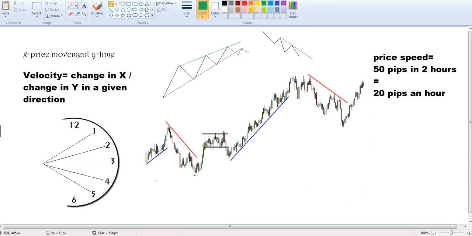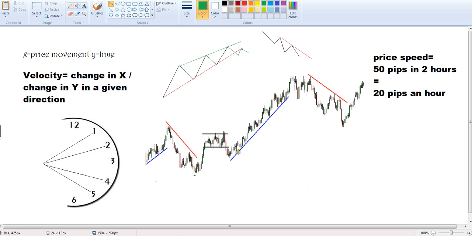I never just do one or the other, because if this kind of pattern happens where it's ranging, I'm either looking for it to break out or reverse. And so if I'm looking for it to break out, I'm going to buy at the bottom. If I'm looking for it to reverse, I'm going to sell at the top.